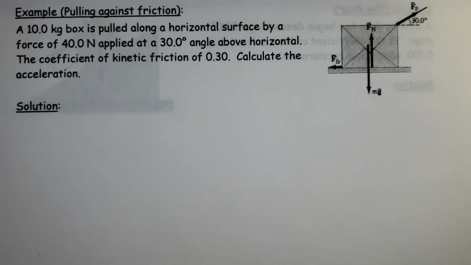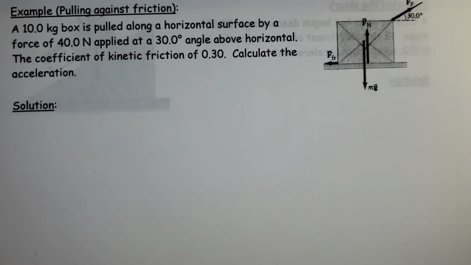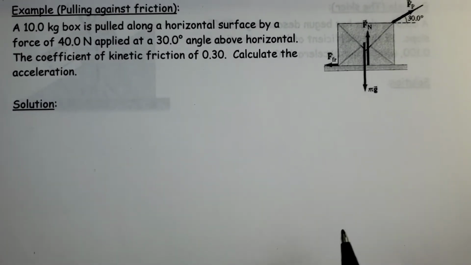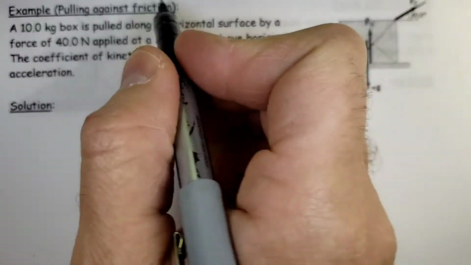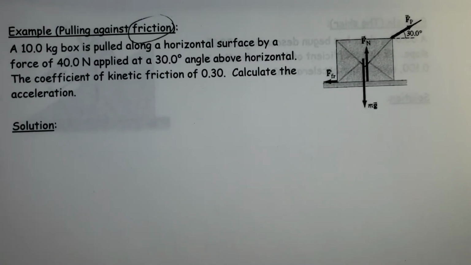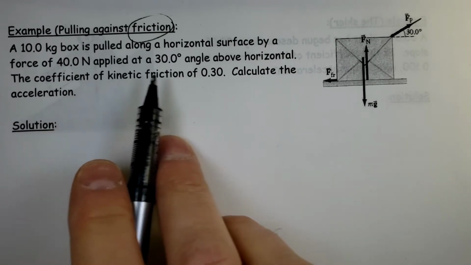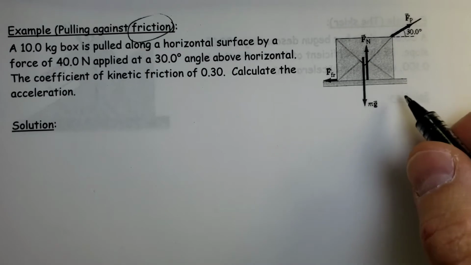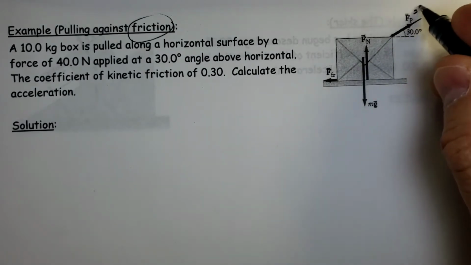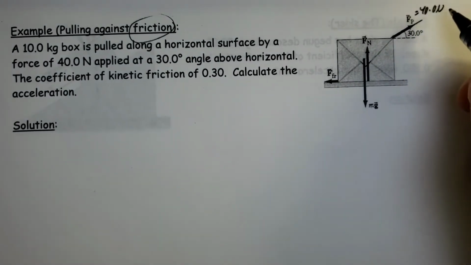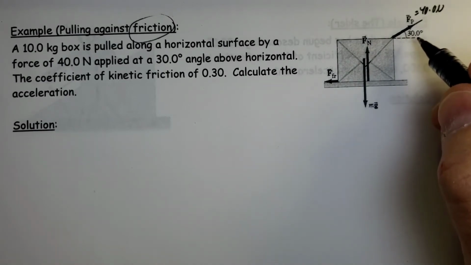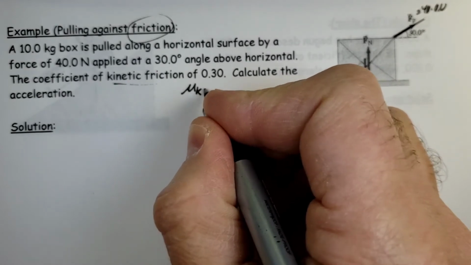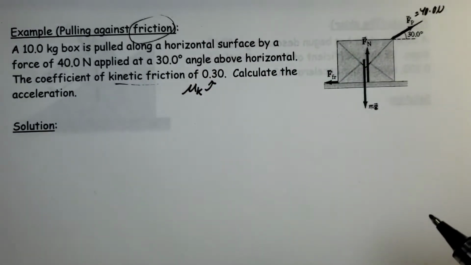Okay, we'll take a look at another example that we've seen with a tweak. Very similar, we did one like this in a previous section. The only additional part is going to be the addition of friction in this case. So we have a 10 kg box pulled along a horizontal surface, as you see over here, with a 40 Newton applied force, applied at 30 degrees above the horizontal. We have the kinetic friction, the mu k value, and we're asked to calculate the acceleration.